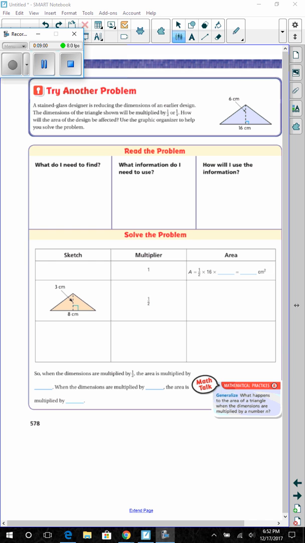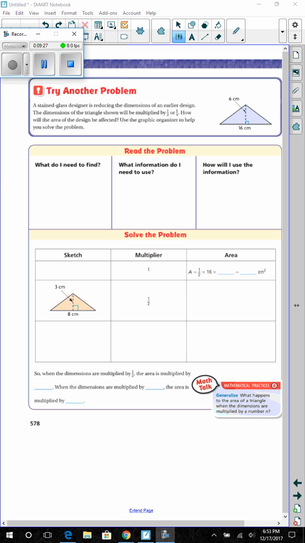Now I'm on page 578. Try another problem. A stained glass designer is reducing the dimensions of an earlier design. The dimensions of the triangle shown will be multiplied by 1/2 or 1/4. How will the area of the design be affected? Use the graphic organizer to help you solve the problem.